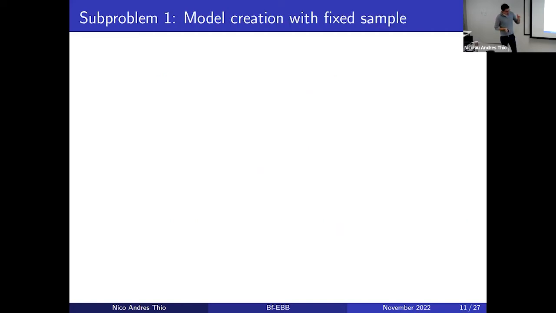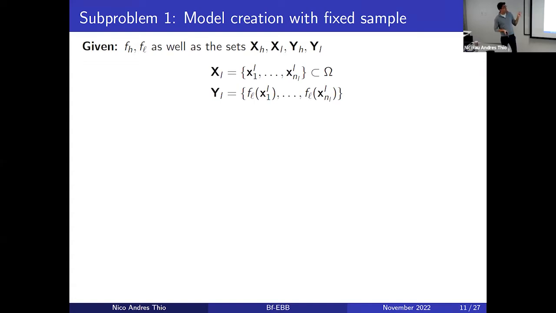So I've got three sub-problems. Each one becomes a bit harder. The first one is create a surrogate model with a fixed sample. What I'm doing here is I am given the two sources of information, and I'm also given some data sets. The first data set is my low fidelity sample. So I have a few locations which are a subset of the domain, and I've got the objective function at those locations. I have the same thing for my high fidelity function.